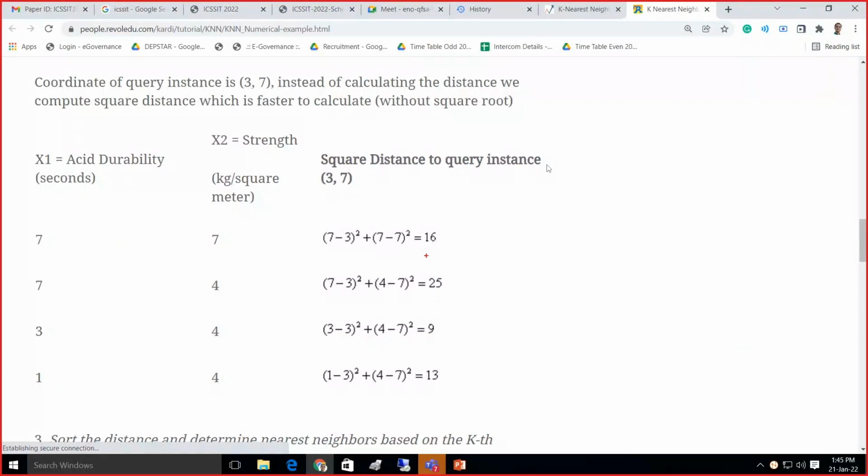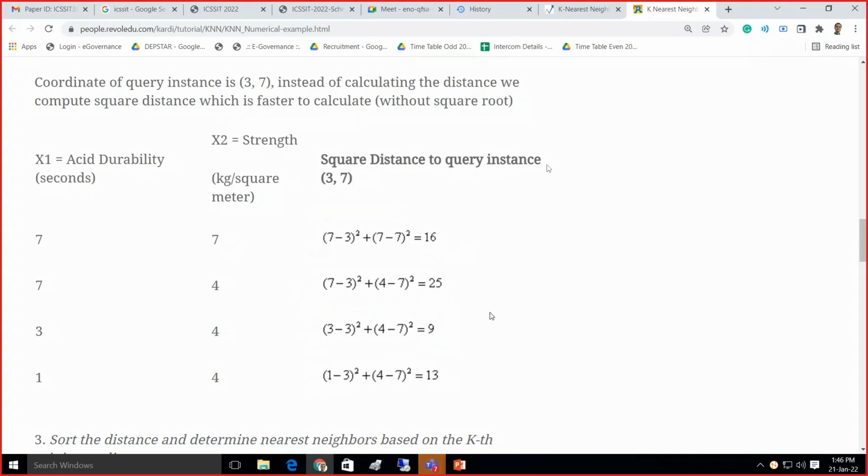Here you can observe the answers are like 16, 25, 9 and 13. You can also take the square root of it, it is up to you. Whether you do or not, ultimately you just need to compare the distances. If you skip it, it is going to be faster, because the square root is directly proportional to the answer. So that's fine.